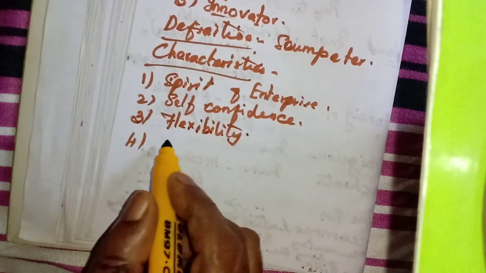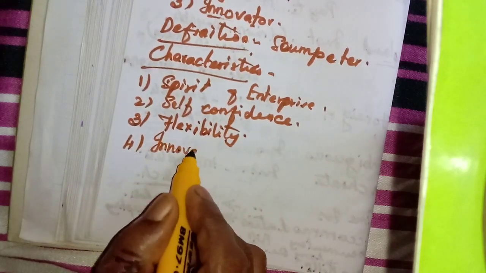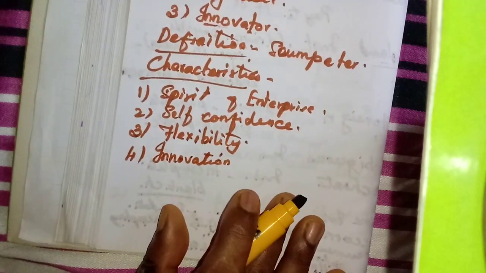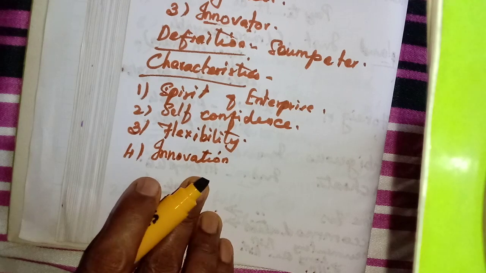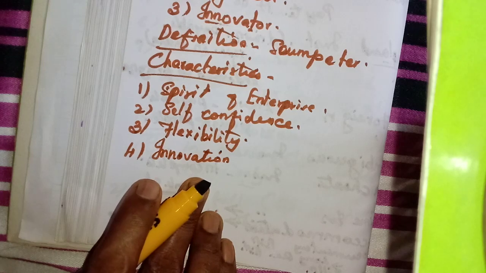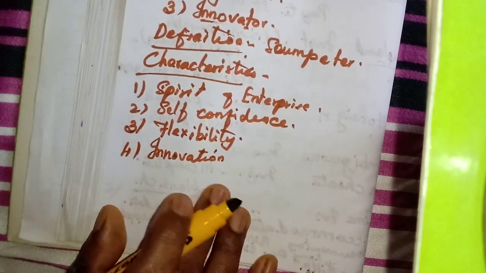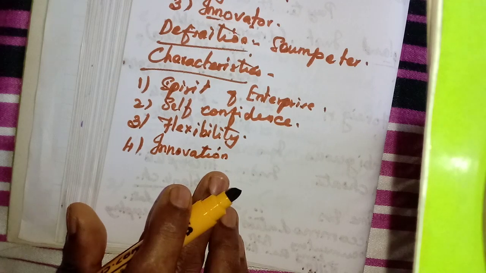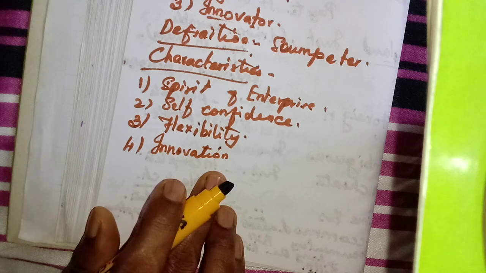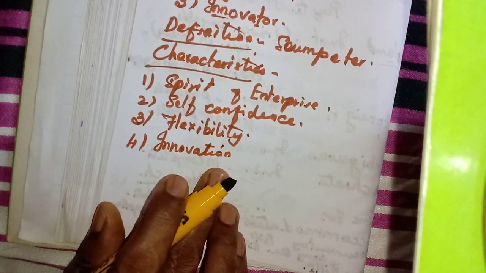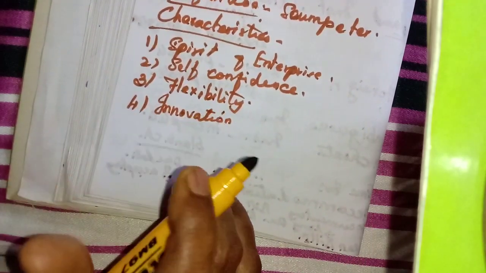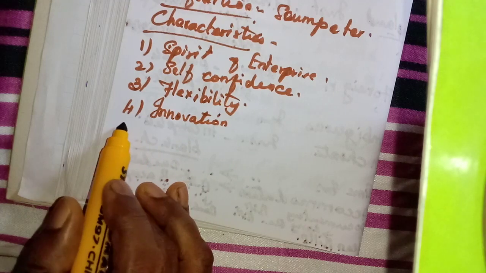Then the next point, innovation. We have studied that the entrepreneur itself is also called the innovator. So he must have that innovation character. What is that innovation? Something new should be introduced in the organization. Maybe it may be a product, or a new method of production, or a new method of distribution, or extracting some new markets, enlarging his markets. All these should be done. Innovation must be done by the entrepreneur.